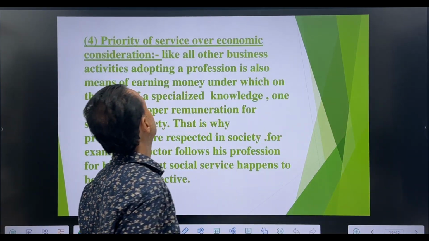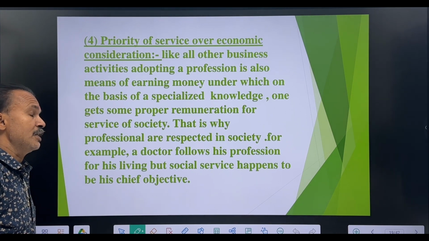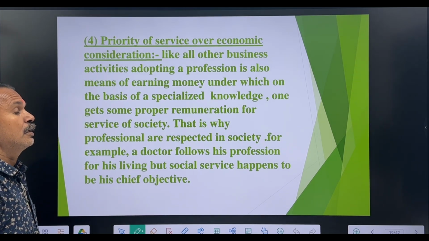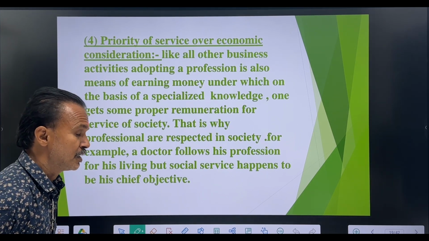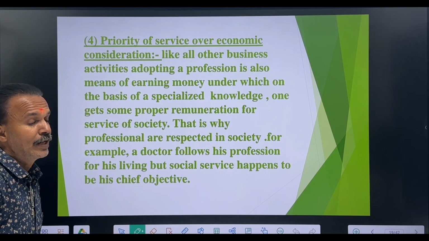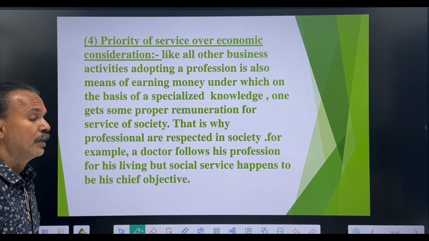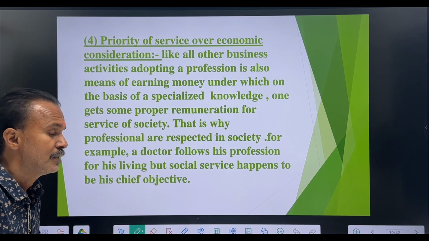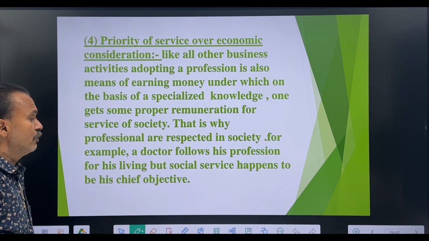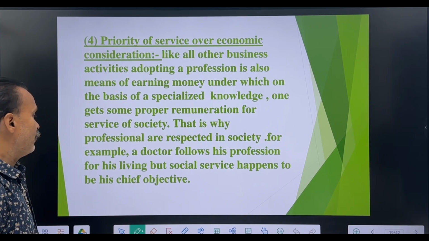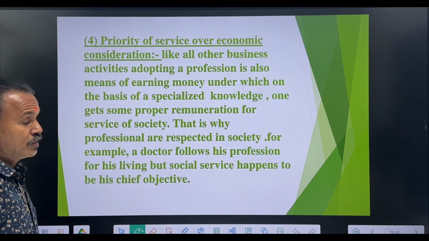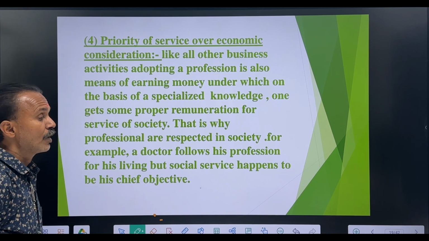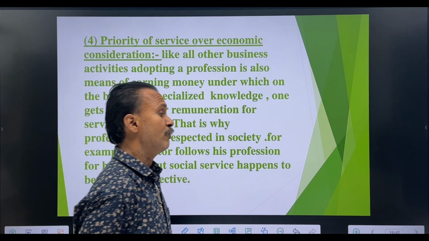Next, priority of service over economic consideration. Every professional gives priority to his work over economic consideration. Their main objective is providing services and thereafter earning money. Their main objective is not to earn money without providing services. For example, a doctor follows his profession for his living, but social service happens to be his chief objective. So these are the features of profession.